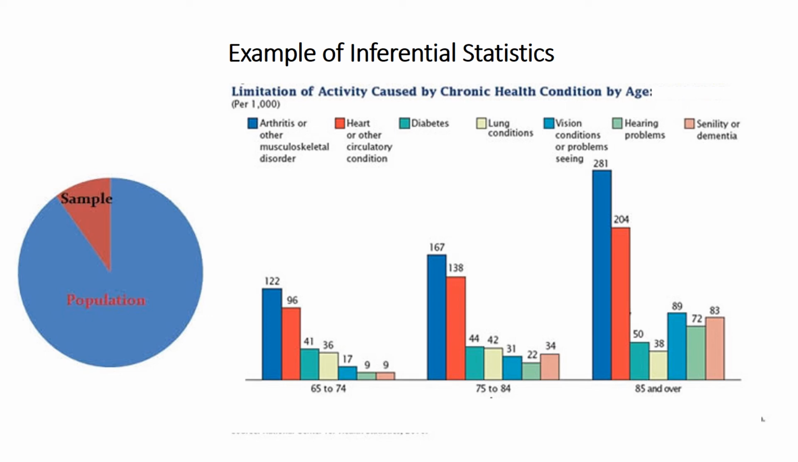So by looking at this, we're going to infer that this sample is representative of the entire population. And because the sample shows this, we're going to make an inference that all people 85 and over, on average 281 out of 1,000, or 28.1%, will have arthritis conditions. 20.4%, or 204 out of 1,000, will be 85 and over and have heart conditions. We do this just like we were doing before.